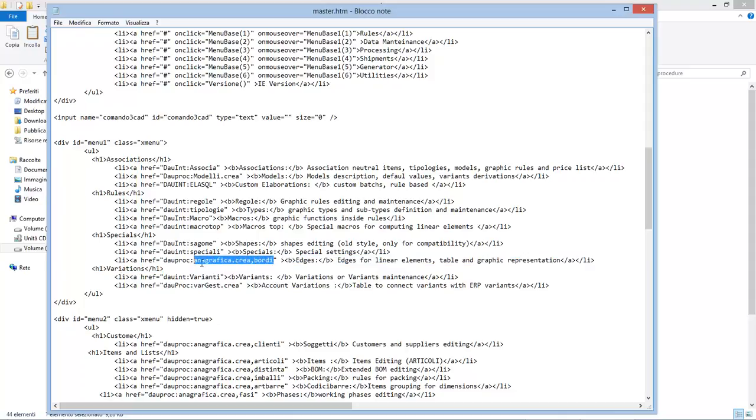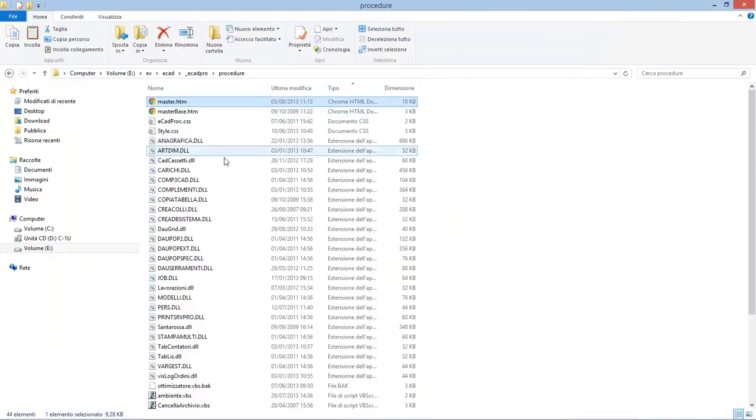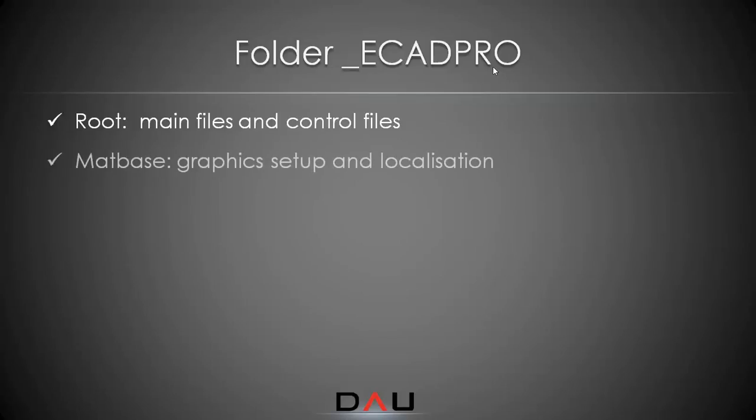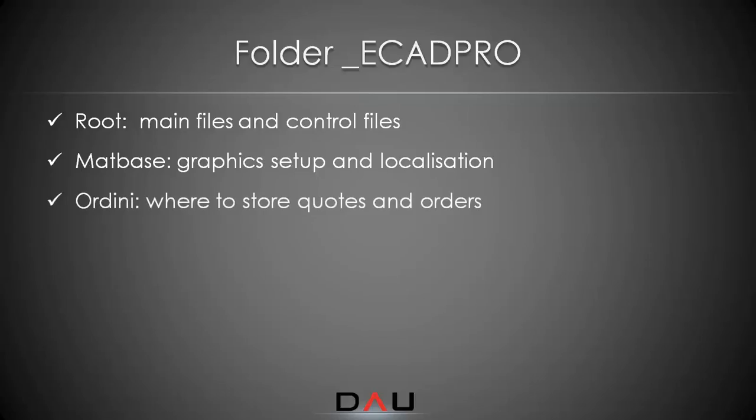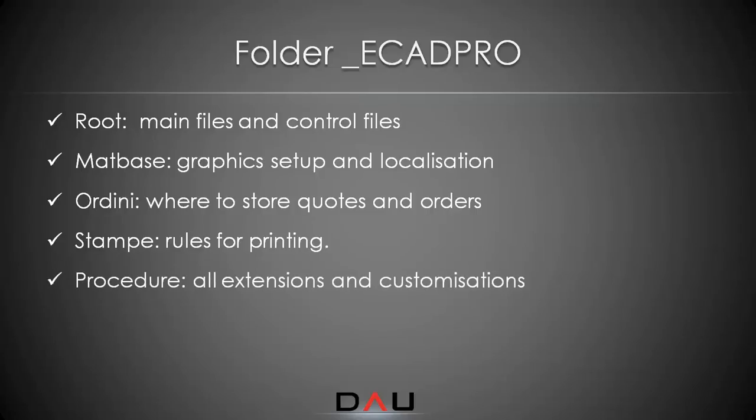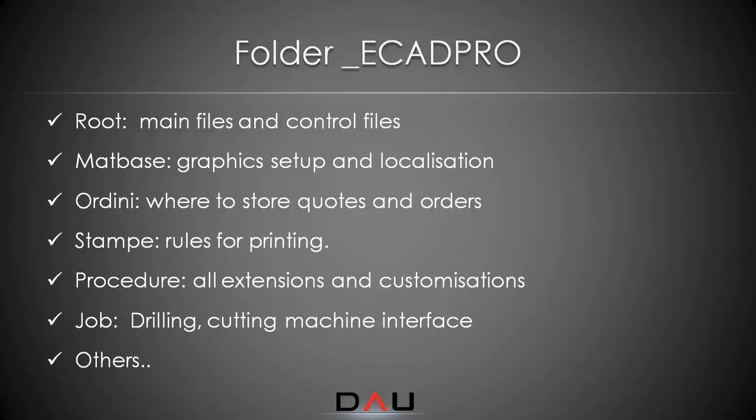Let's further verify the content of the underscore ECAD Pro folder. The main files, the control files, the mat-based folder that holds the setup and the files for the location, the orders folder where the quotations and orders are saved, the print folder which holds all of the program's extensions and customizations, the job folder which holds the instructions for the cutting and drilling. There may be other folders of some specific use, for example the label folder or some other folder linked to the program.